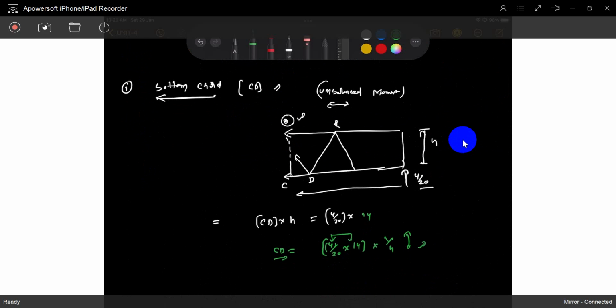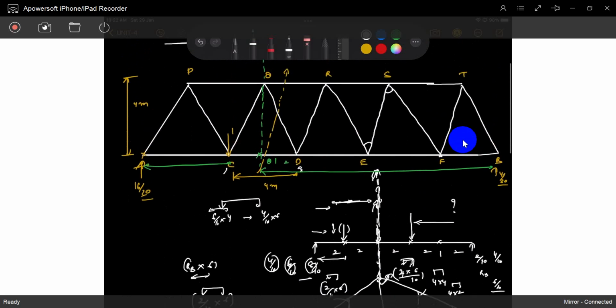Remove it. You will get the force. This is the same tension force. Okay. Now the load is at this location. Now we load it at this location.